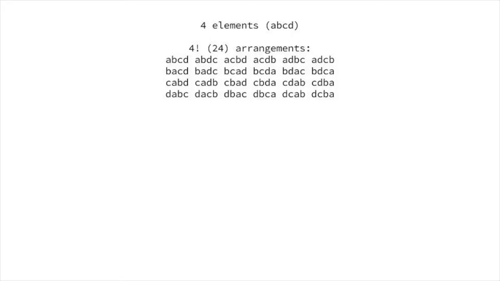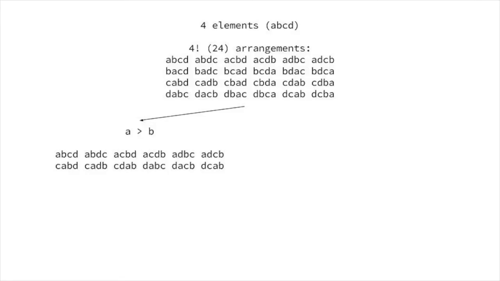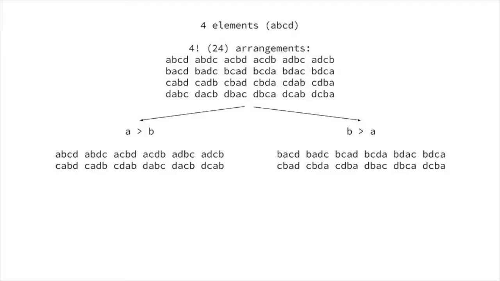If we compare A and B, since the elements are unique, there are two cases: A is greater than B, which leaves us with these 12 possible arrangements, or B is greater than A, with these 12. If at each step we find the perfect comparison and always split the space in half, it will take us log 2 of n factorial comparisons to find our sorted list. How do we get from log 2 of n factorial to n log n?